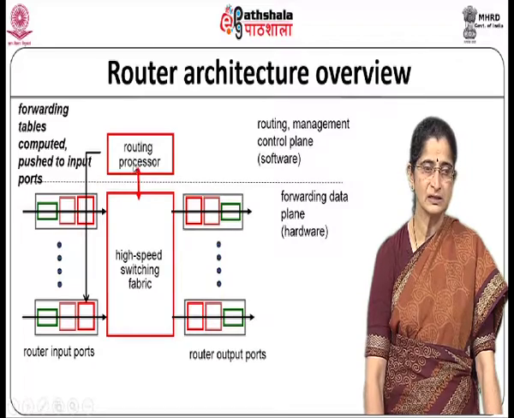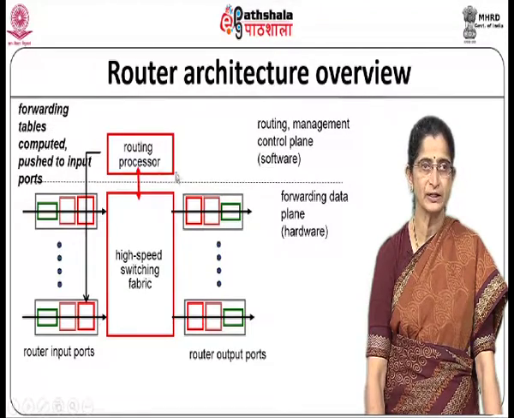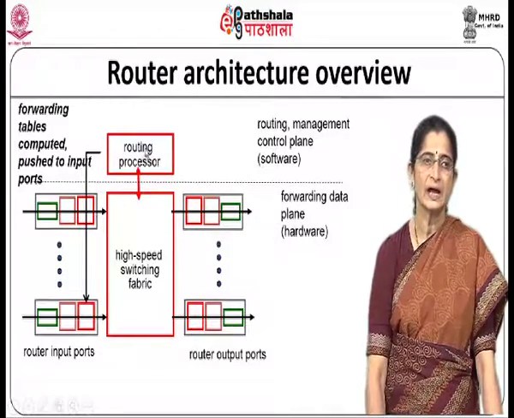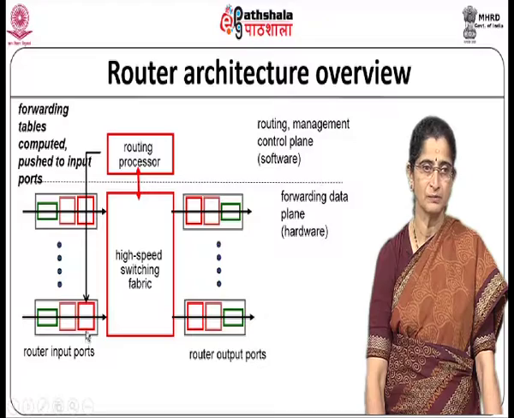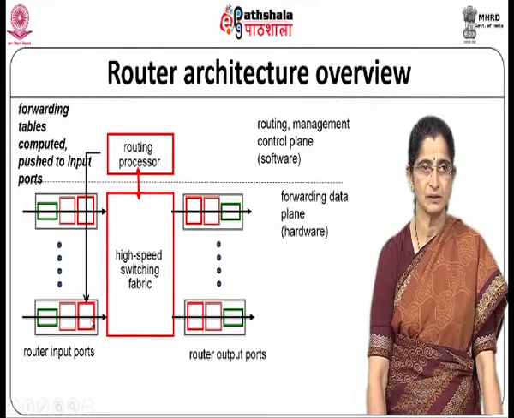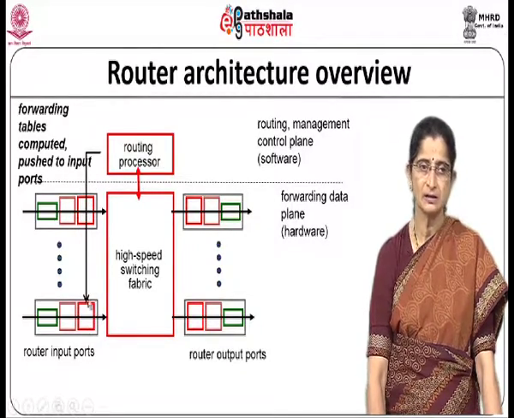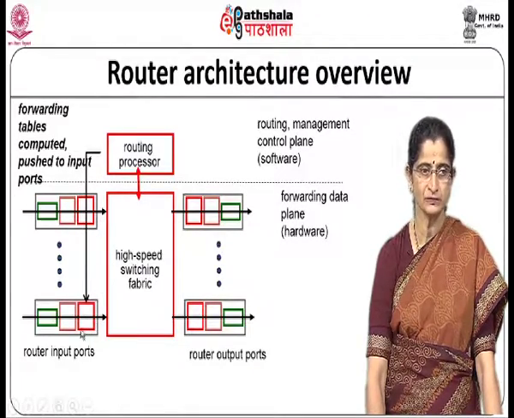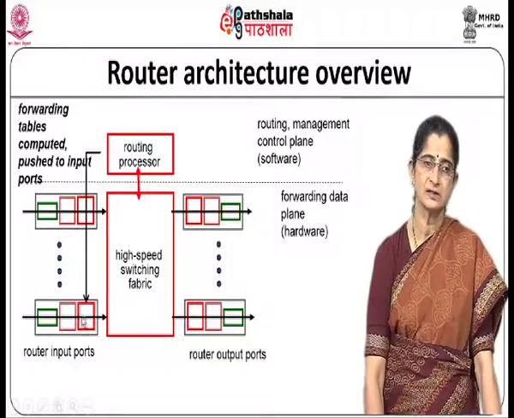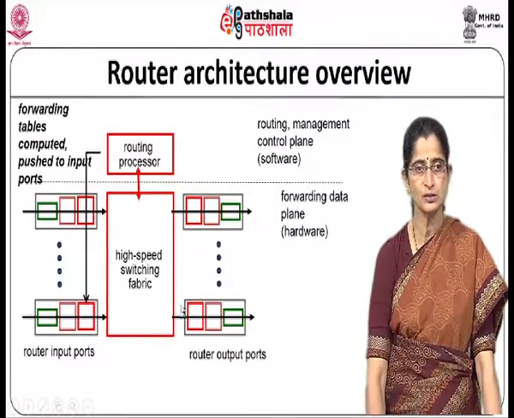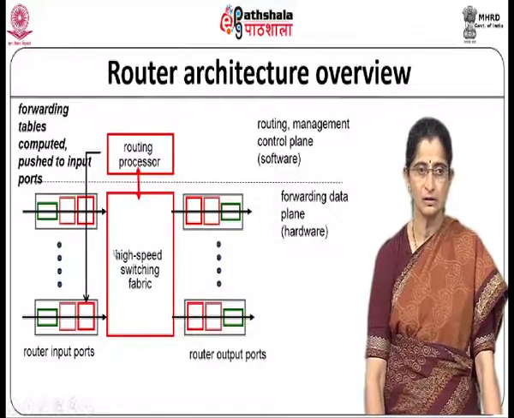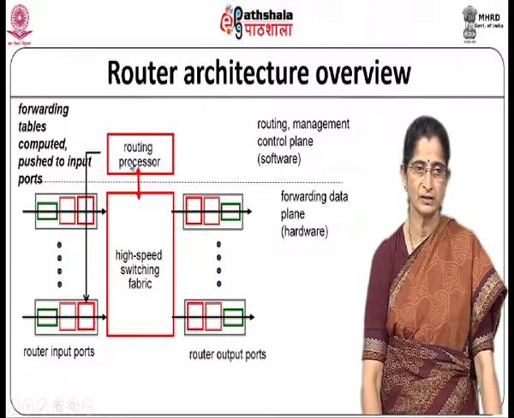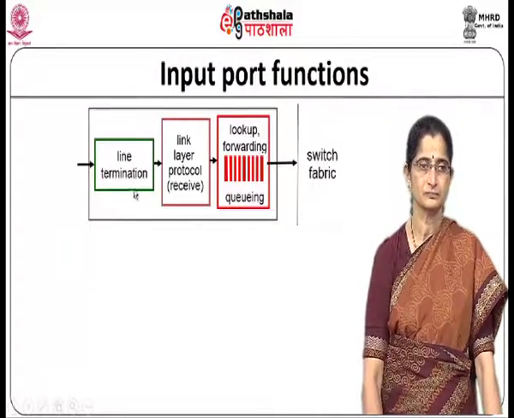If you look at this, the forwarding tables are computed normally by this routing processor under the control of the routing protocol, and that information is pushed to the input ports, so that the forwarding tables can be set up. So, the forwarding tables are set up at the input ports, and this information is used by the input ports. When the packet comes in, it looks at the forwarding table and based on that sends it to a corresponding output port. This is basically what happens. We have looked at the routing algorithms, we also looked at what forwarding means. Now we are trying to just put these two together.